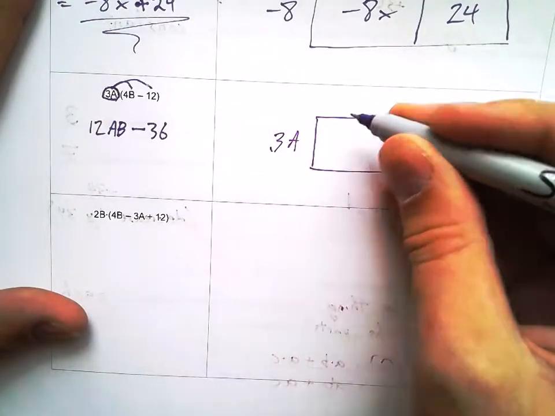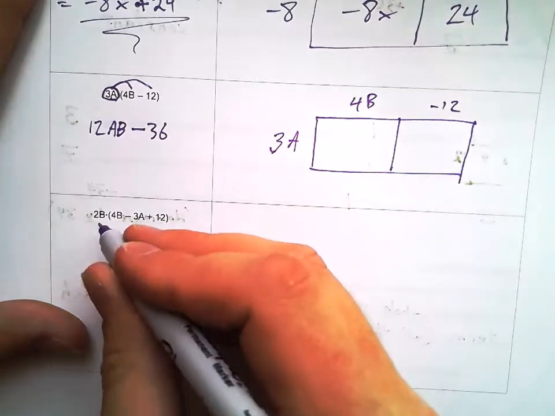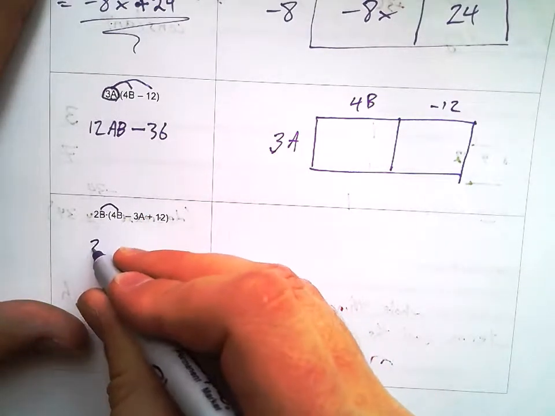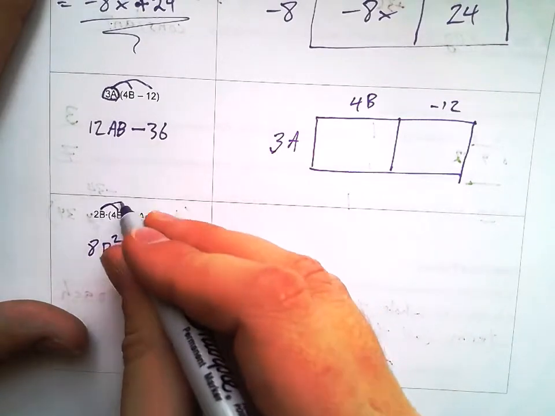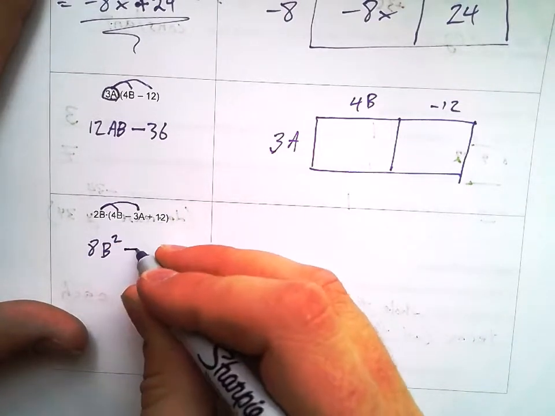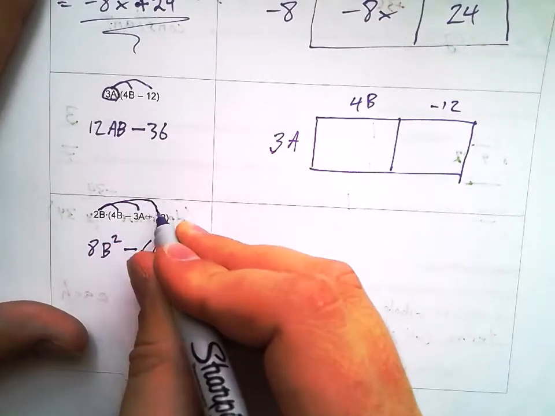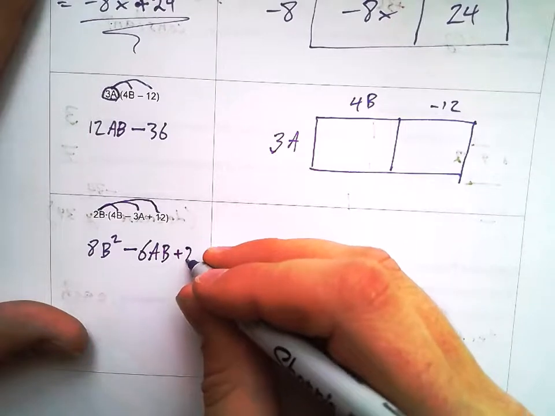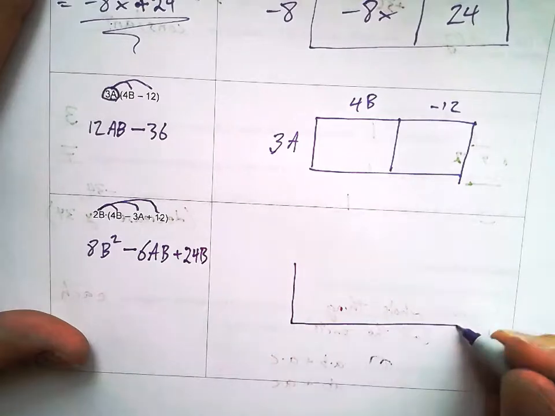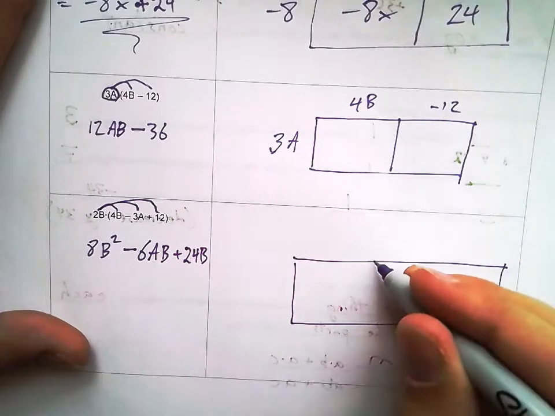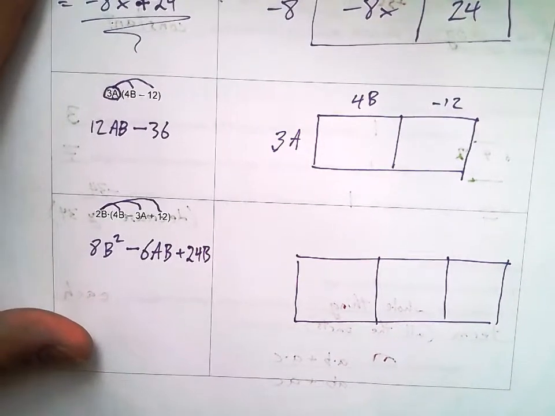3a, 4b, negative 12. 2b times 4b is 8b squared, because b times b is b squared. Then we have minus 6ab, and then we have plus 24b. I'll let you fill in the sides and the inside parts on this box by yourself.